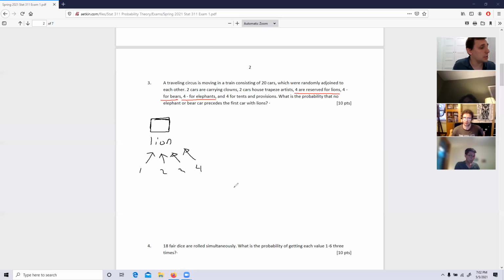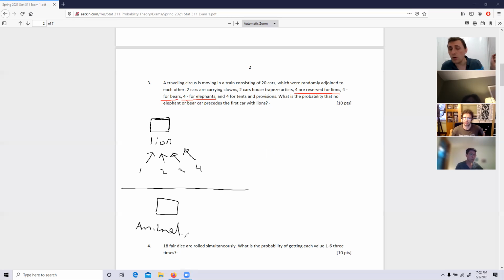And in general, divided by animal, which could be lion or bear or elephant. Yes. So the simplest way to answer this is it's 4 divided by 12. 4 are for lions, 4 over 12. So the answer is, the probability is 1 out of 3. You understand how I figured it out, guys?